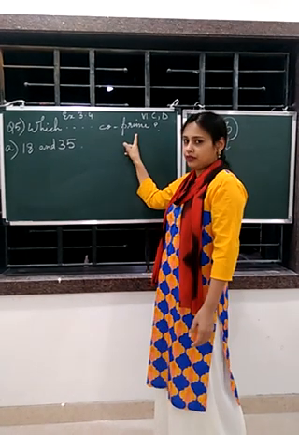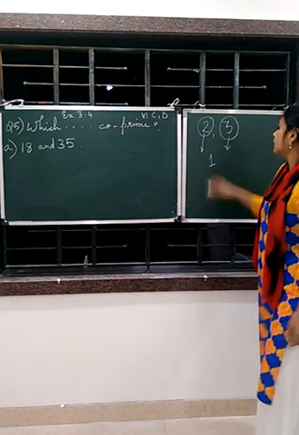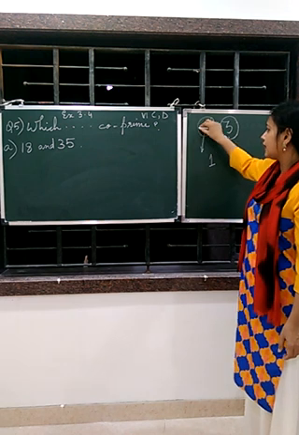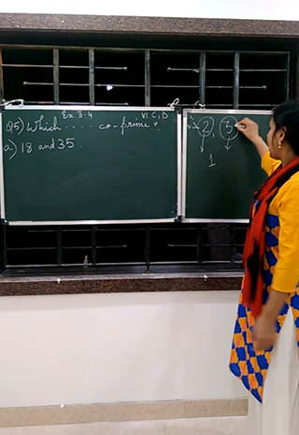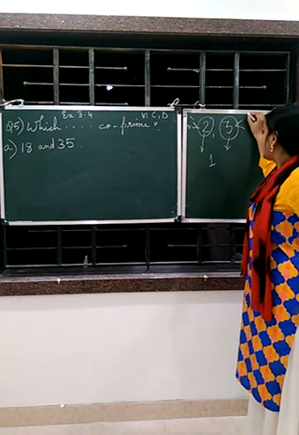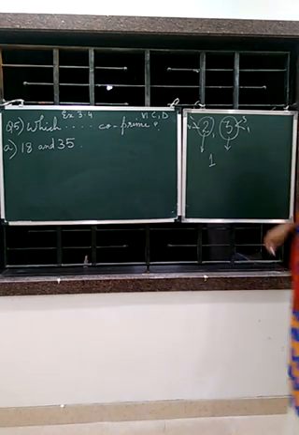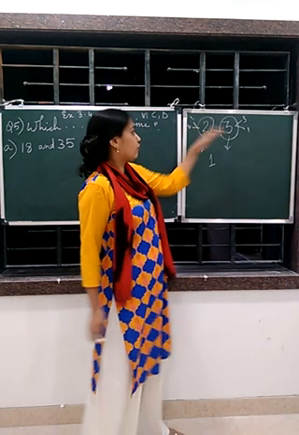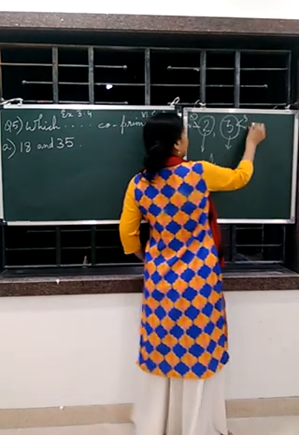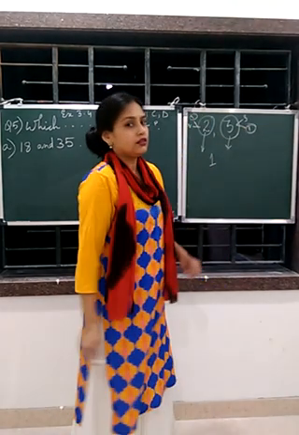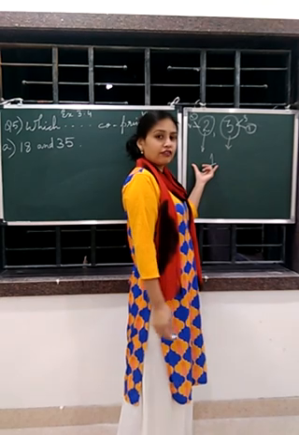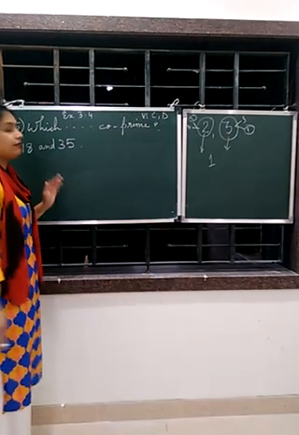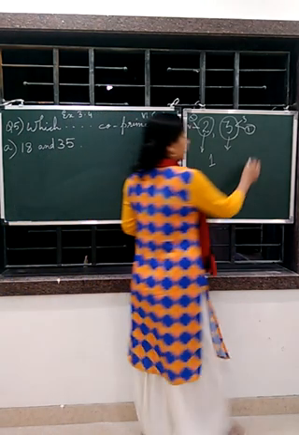Okay, so here if we take the example of 2 and 3, the factors of 2 are 2 and 1, and the factors of 3 are 3 and 1. So if we check what is common here, 1 is common. Got it? So the only common factor is 1. That means 2 and 3 are co-prime numbers. Now next we take 3 and 4.